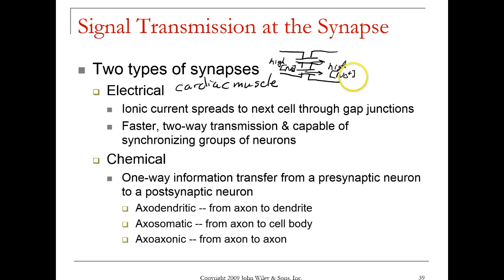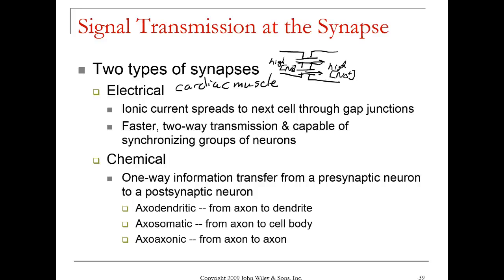The movement of the sodium, those positive charges, is going to help depolarize the membrane. So that's how one cardiac muscle cell will send its electrical signal to the next cardiac muscle cell. That transmission will be two ways. It's always going to be going down a concentration gradient. Sometimes we do see electrical synapses in the brain where it coordinates large groups of neurons.